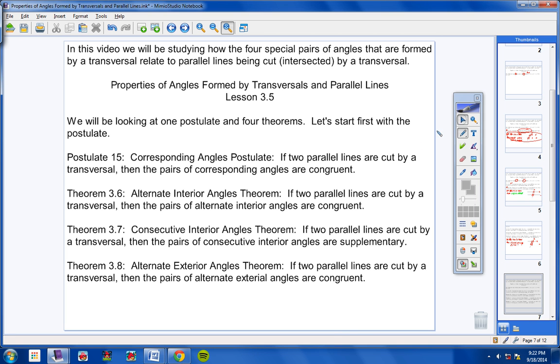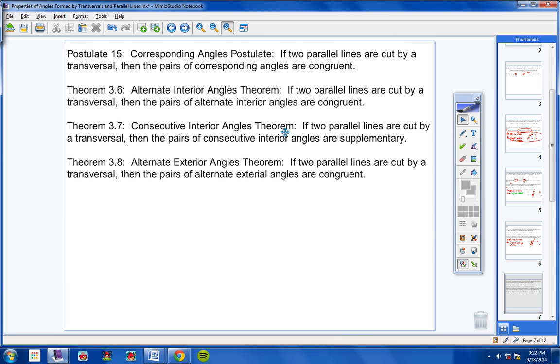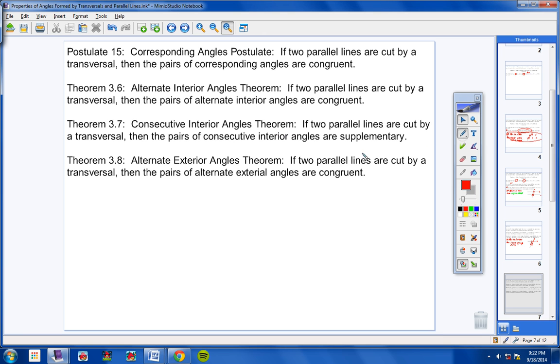Okay, students, please copy this in your notes. I'm going to slide this up to get a little bit of room. And here we go, Theorem 3.8. This is called the alternate exterior angles theorem, and it reads as follows. If two parallel lines are cut by a transversal, then the pairs of alternate exterior angles are congruent. That should be exterior, by the way, that's a typo, so please understand that. Okay. If two parallel lines are cut by a transversal, then the alternate exterior angles are congruent. Okay?